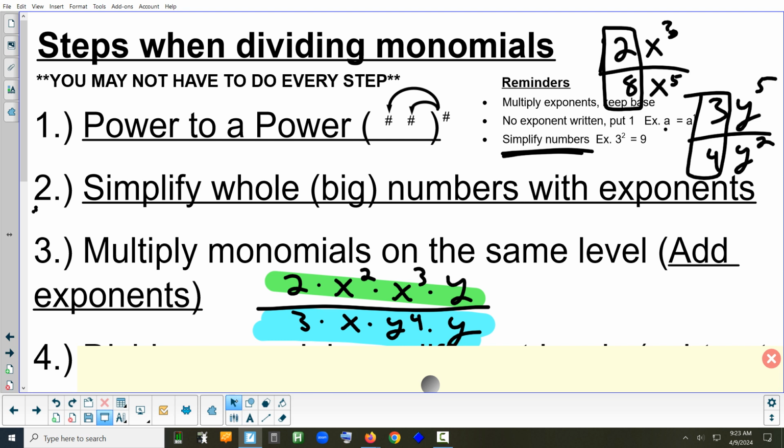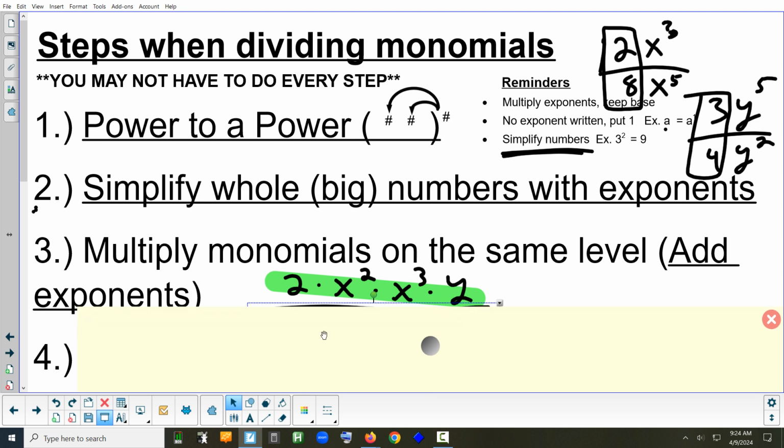So if I was doing this problem, first thing I would do is block the bottom and just look at the top. I have a 2, x squared, x cubed, and y. What can you combine in the top in that problem? The x's. Yeah, you can combine the x's. So we would multiply those together by adding the 2 and the 3, and we would say x to the 5th when we put them together.